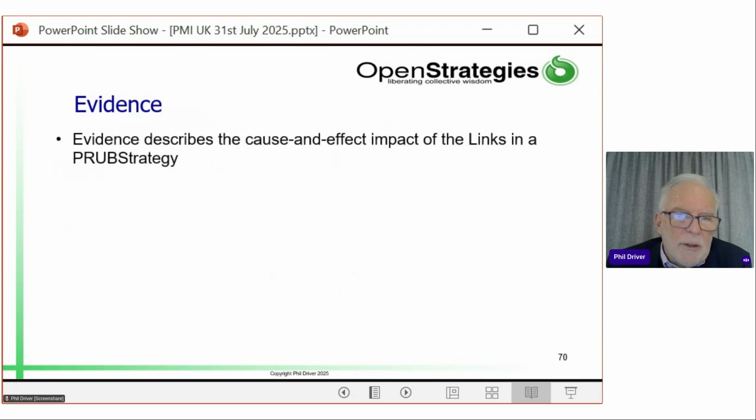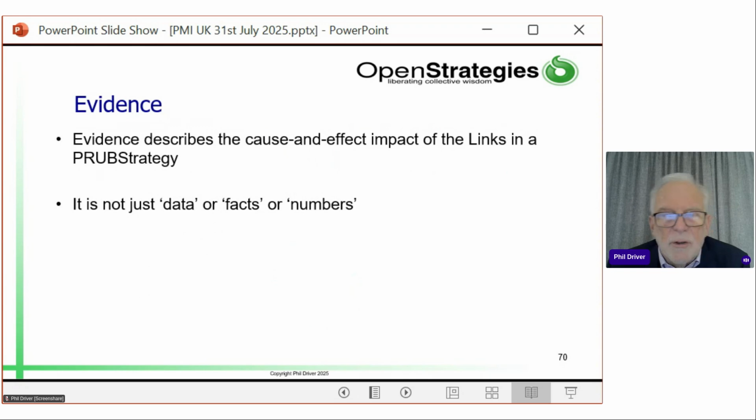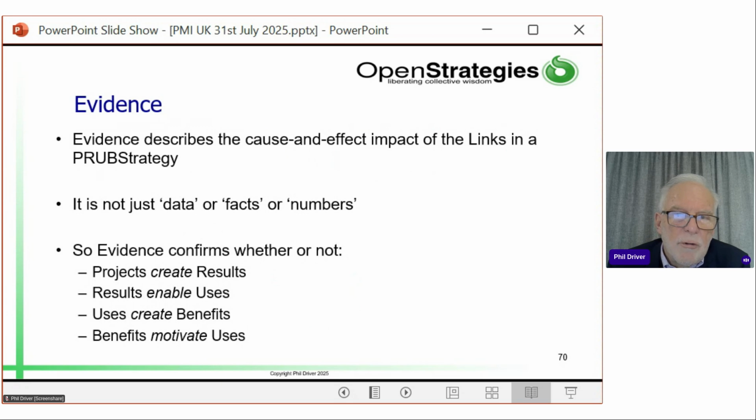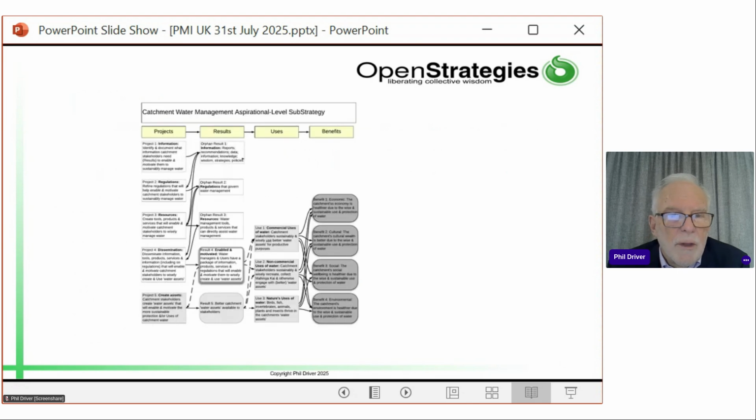So just expanding on that, evidence describes the cause and effects. Did the project cause the result? Did the result enable the use, and so on? It's not just data or facts or numbers. It's got to have a causal element to it. And it confirms whether or not projects create results, results enable users, users create benefits, and the benefits motivate users. We need evidence for each of those steps.